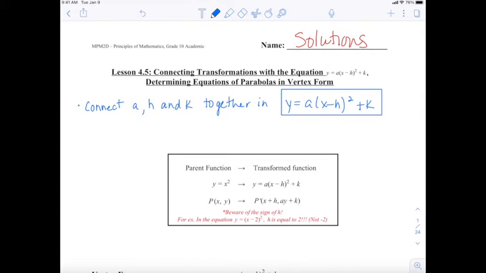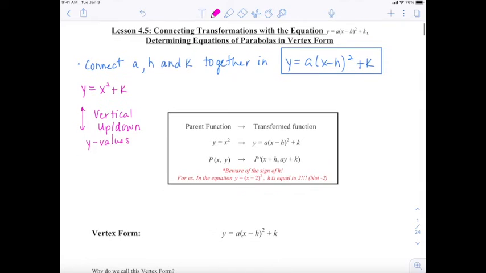So just as a reminder, we said that one form that we saw a parabola in is y equals x squared plus k, and this was in charge of the vertical movement up and down. And the way we move our parent parabola is by adding or subtracting to our y values.